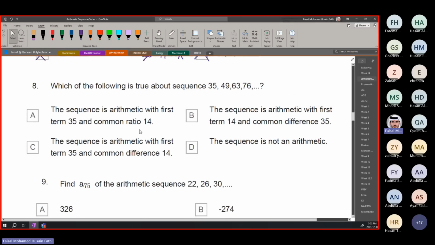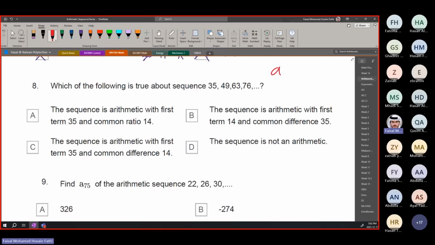Okay? Which of the following is true about the sequence? 35, 49, 63, 76. The first thing you do before you even read the answers is determine what your A1 is. Your A1 is 35. What is your common difference? It's 49 minus 35. Put in a calculator, 49 minus 35 is 14. Check again between this one and this one. So the common difference D is equal to 63 minus 49, which is also equal to 14.